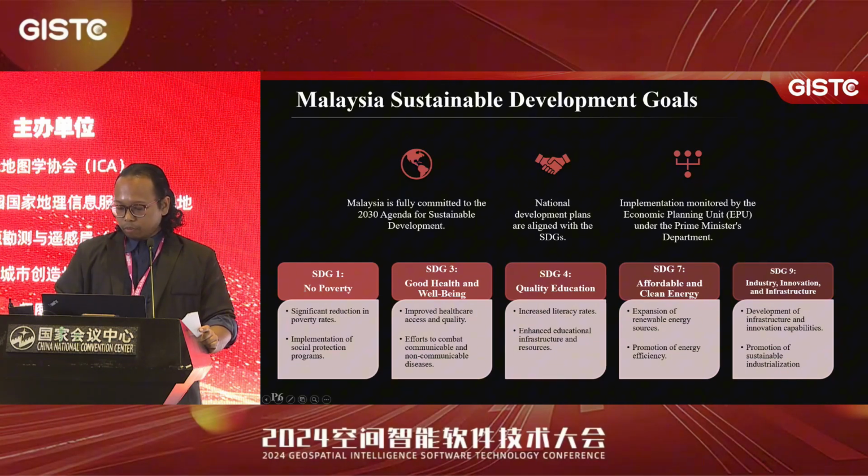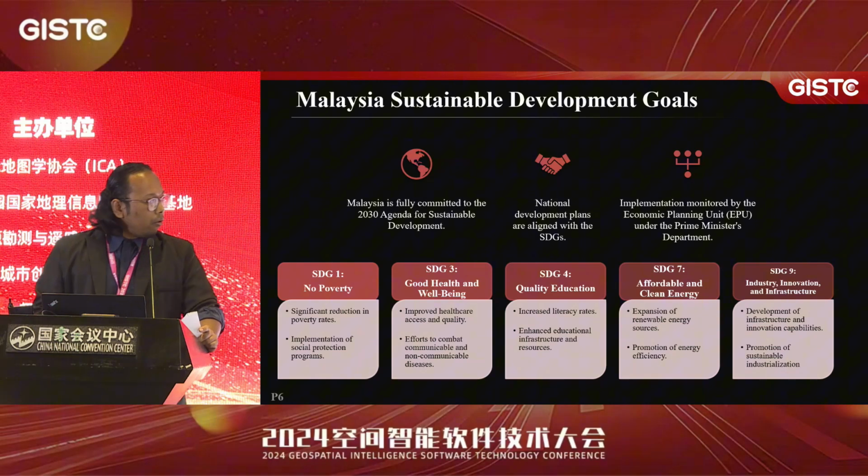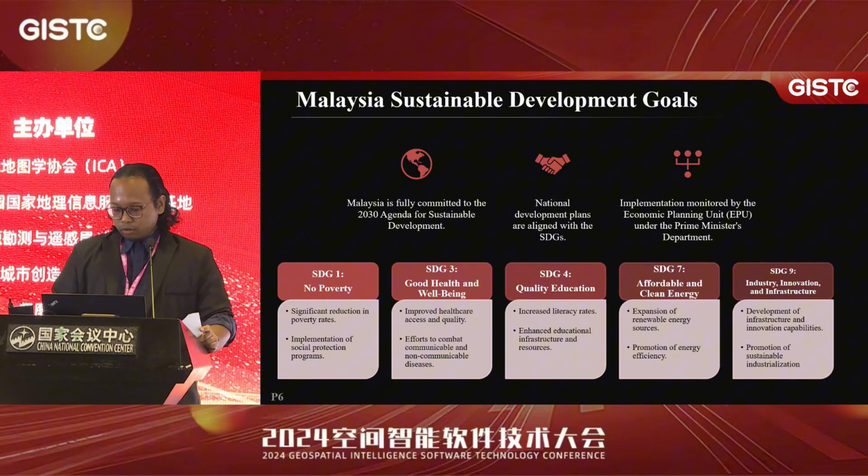Malaysia has also recorded a positive trend in five SDGs, which are SDG 1, SDG 3, SDG 4, 7, and also 9. Malaysia shows significant reduction in poverty rates, improved healthcare access and quality, increased literacy rates, expansion of renewable energy resources, and also development in sustainable industrialization.